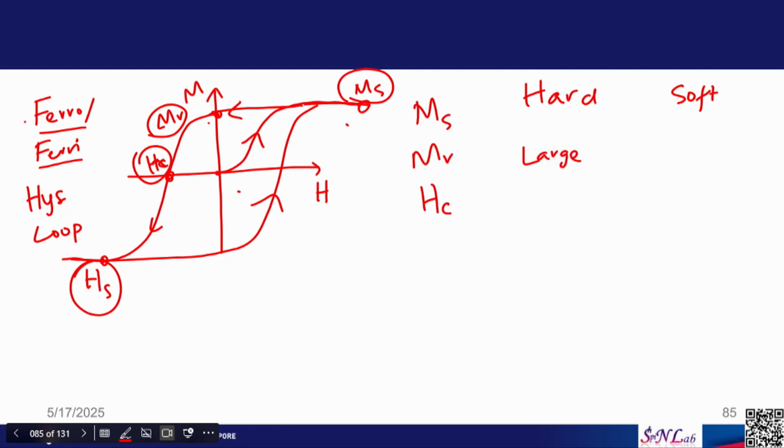Hard magnetic materials usually have large remnant magnetization with respect to say MS, we can say large MR over MS. They have large coercivity, MS may be moderate, whereas soft magnetic materials usually have a large MS, but they have a small MR with respect to MS, and they have a small coercivity.